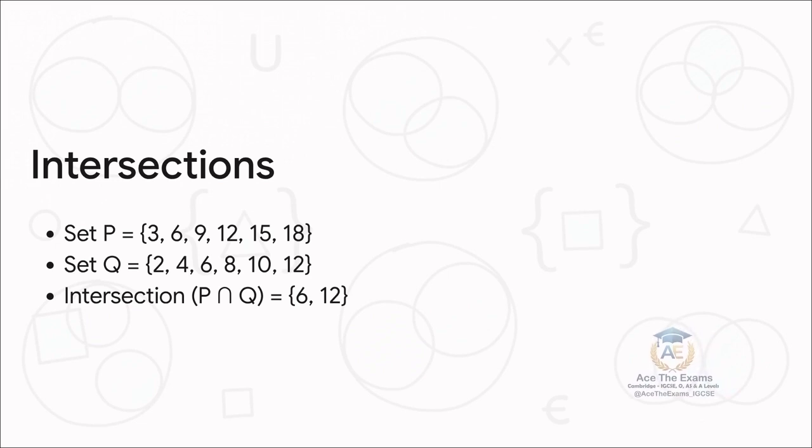Scan the lists. The number 3? No, that's only in P. The number 4? No, only in Q. But look closely at 6 and 12. The intersection perfectly isolates 6 and 12 because they're the only elements brave enough to belong to both groups. If you were drawing a Venn diagram, 6 and 12 are the exact numbers you would write in that overlapping middle section. This is how you use evidence to back up your point.